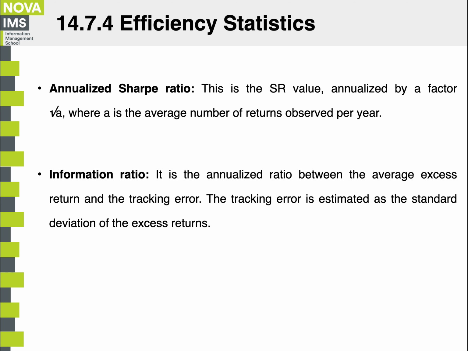Efficiency statistics. The annualized Sharpe ratio is a Sharpe ratio value annualized by a factor of the square root of A, where A is the average number of returns observed per year. The information ratio is the annualized ratio between the average excess return and the tracking error. And this error is estimated as the standard deviation of the excess returns.